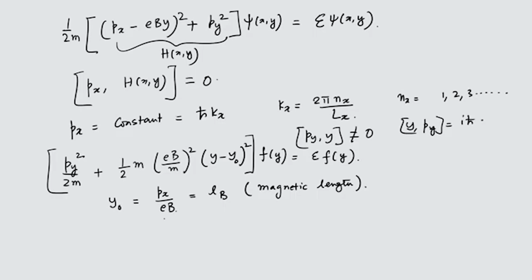Okay. So, if it is a harmonic oscillator problem, then we do not need to solve any further. We can get the solution to be exactly of the form epsilon equal to n plus half h cross omega b, where omega b is equal to EB over m, which we have said several times is equal to the cyclotron frequency.